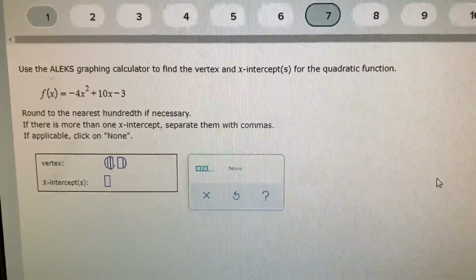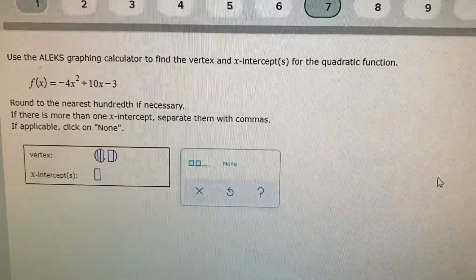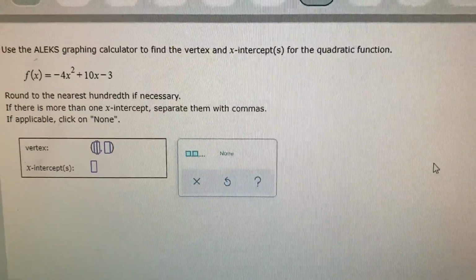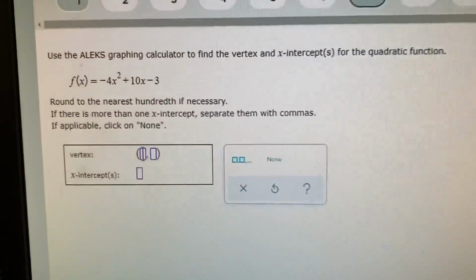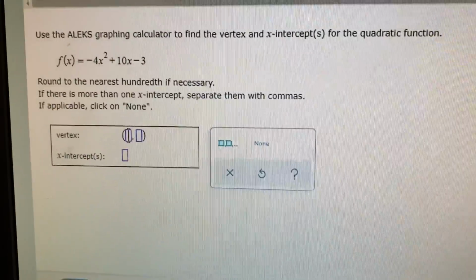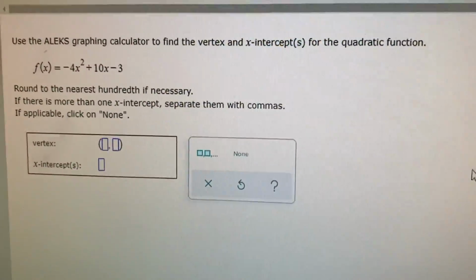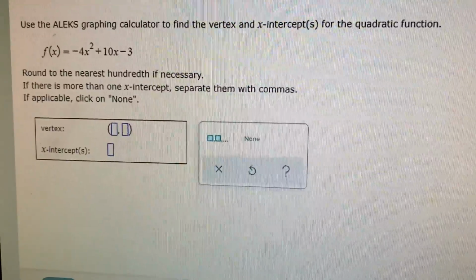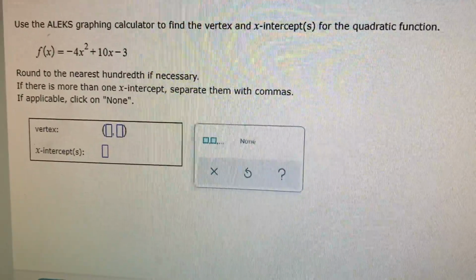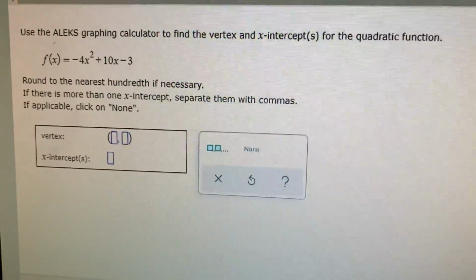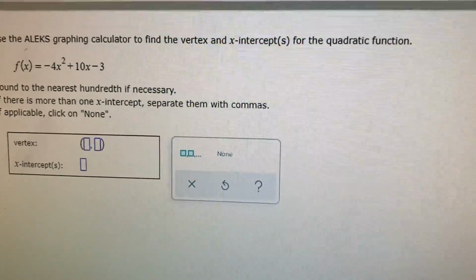Okay, so I'm gonna try to do these next two using just the ALEKS program, because you're using the graphing function to get these two. So I'm gonna try to walk you through this. Okay, so there's your function: f of x equals negative 4x squared plus 10x minus 3. The first thing you need to do is get it put into the calculator.